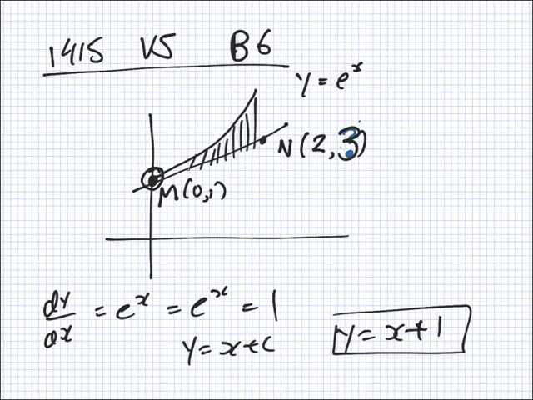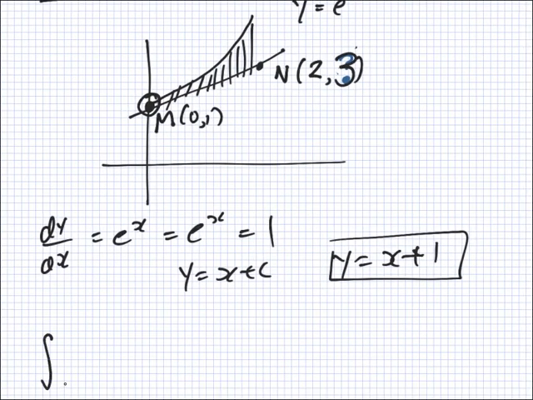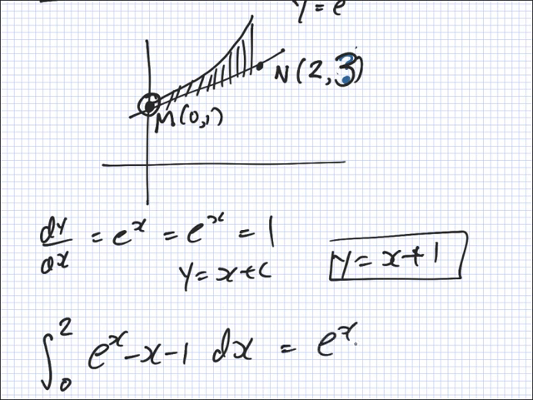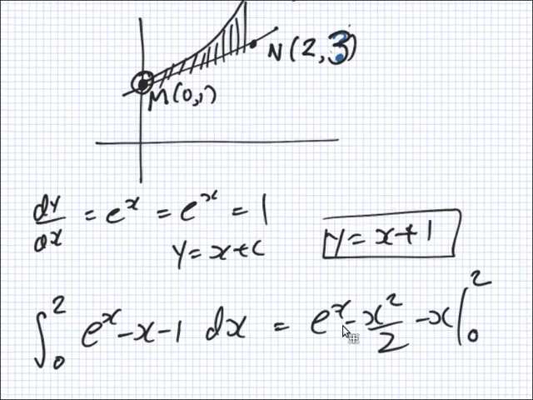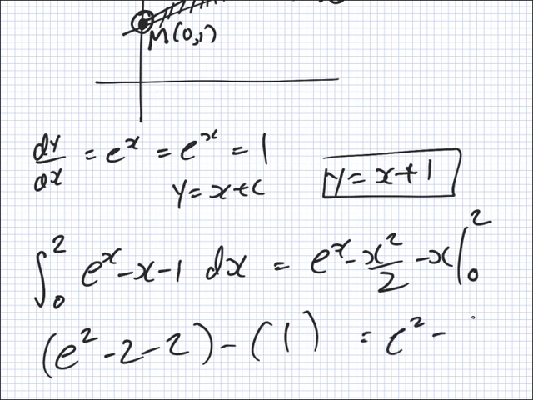The next thing is they want this area, I think. So that's integrate from 0 to 2 of e^x minus x minus 1 dx. I don't even know if you want me to do that, but I'll do it. That's e^x minus x squared over 2 minus x, from 0 to 2. So if I put in 2, and then I put in 0, that's e squared minus 5.